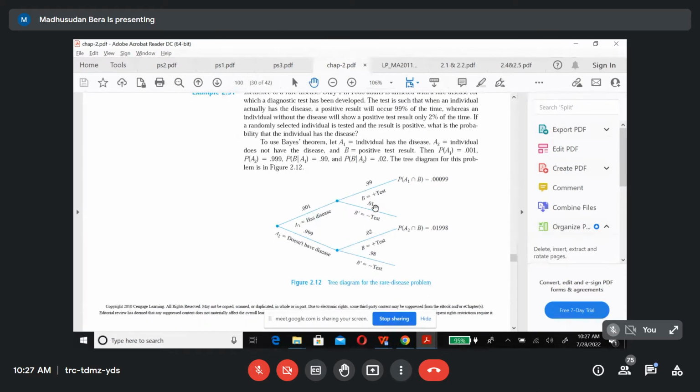This is a tree diagram. Now what do we have to find? These are the information given. What is the probability, if a randomly selected individual is tested and the result is positive? So test result is positive means B is given. What is the probability that the individual has the disease? So has the disease is A1. So we have to find P of A1 given B.